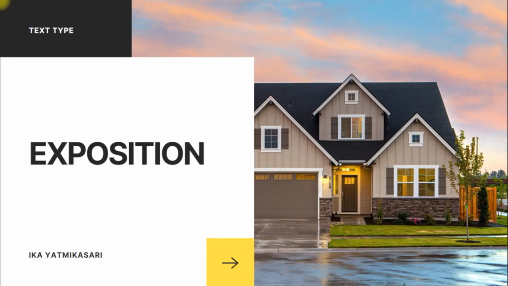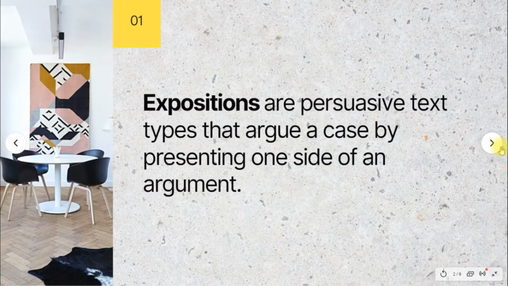This week, the topic of our discussion will be on exposition text type. What is exposition text? Expositions are persuasive text types that argue a case by presenting one side of an argument. So, exposition is a kind of persuasive text whose purpose is to persuade the readers, to convince them to think and act in a certain way as written by the writer.